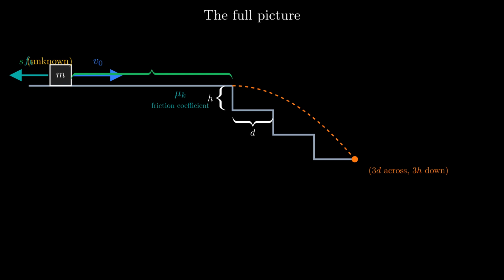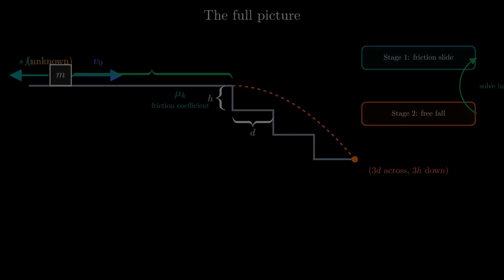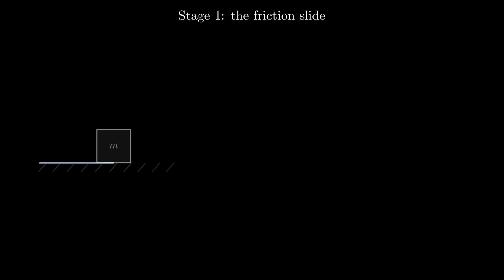The strategy splits the motion into 2 stages. First the friction slide, then the free fall. And we solve them in reverse. The landing fixes the launch speed, and the launch speed reveals how far the block traveled on the floor. Stage 1 is the slide across the floor.